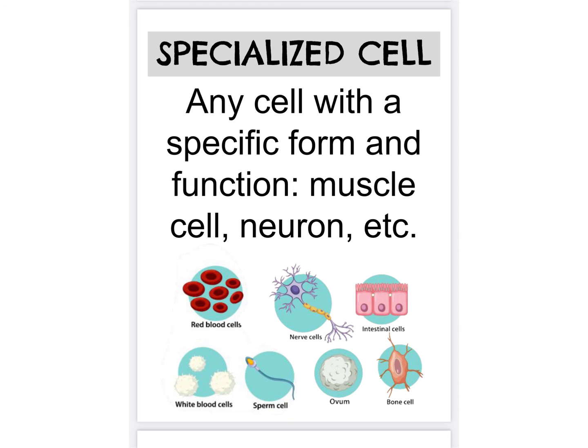A specialized cell is any cell with a specific form and function. For example, muscle cells, neurons, etc.